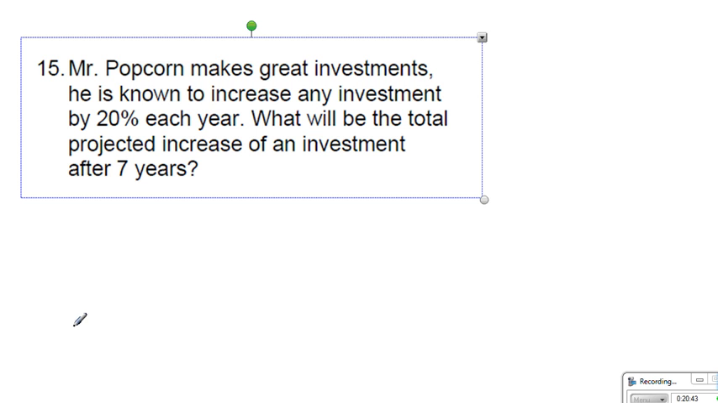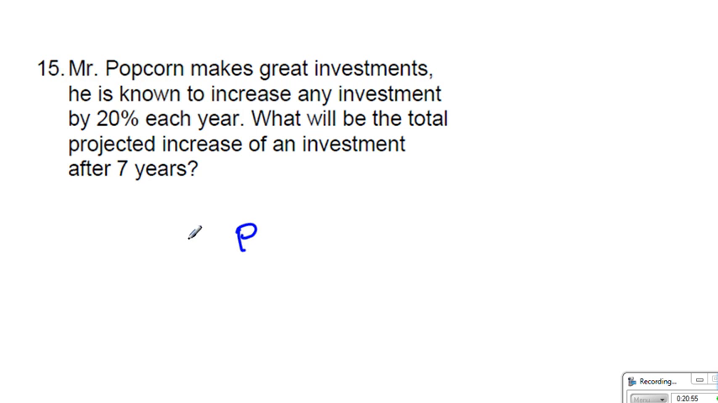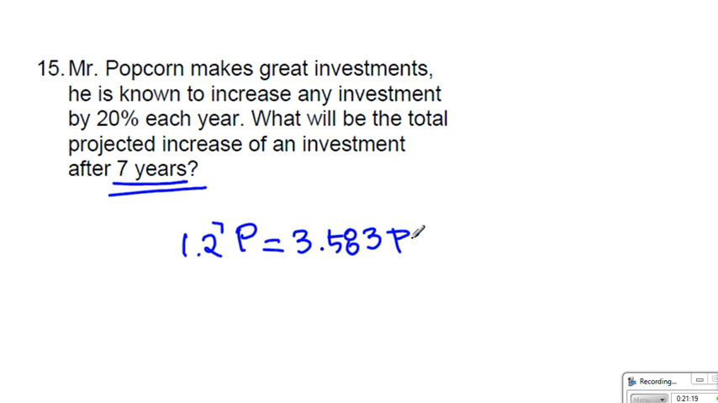All right, number 15. We see the increase of 20% each year after 7 years, so whatever the price would have been. Increasing by 20% means 1.2 has to be multiplied. How many times? Because we're looking at 7 years, that's basically what we're looking at. Then this must be equal to 3.583p approximately. Then what would be the total projected increase? This is 3.583 times p. So the increase here would have been 258.3%. That's the percent that has increased, because the original was 100%.